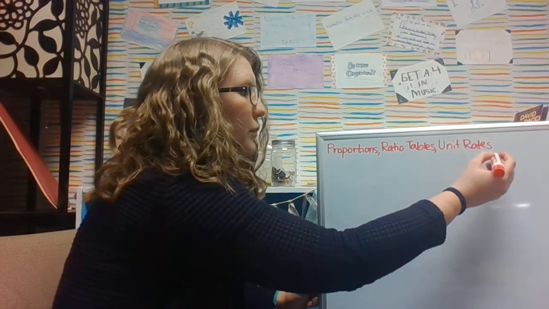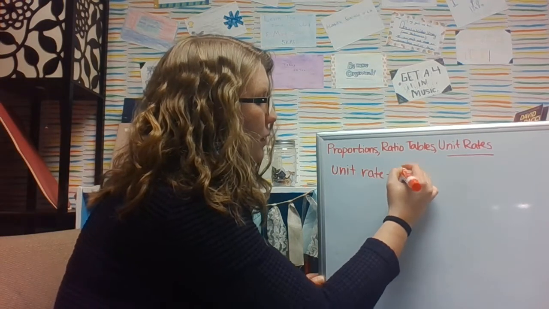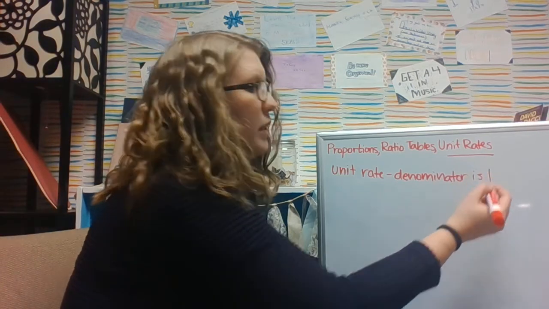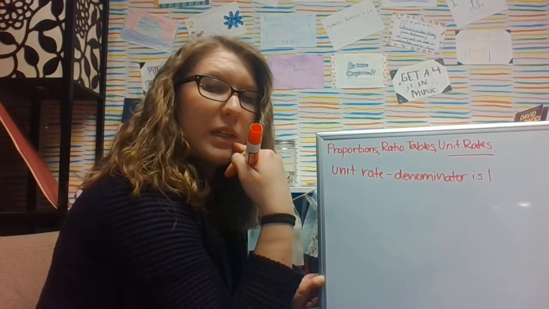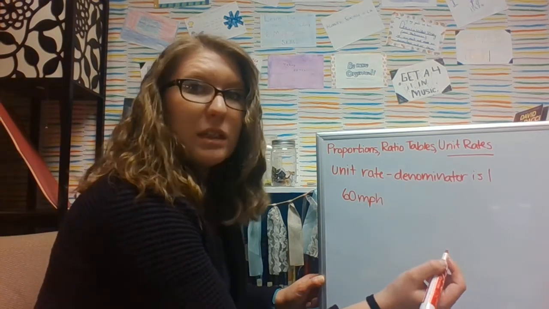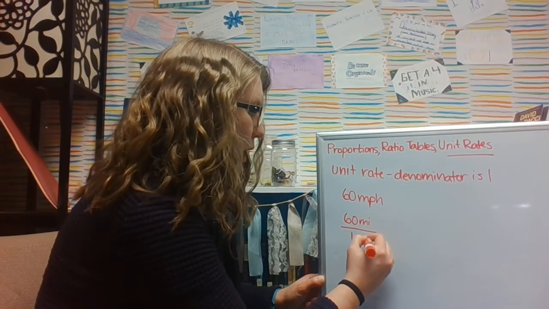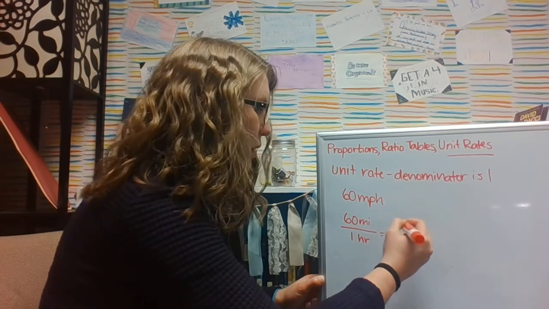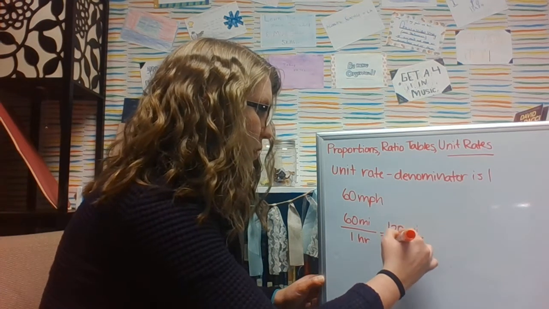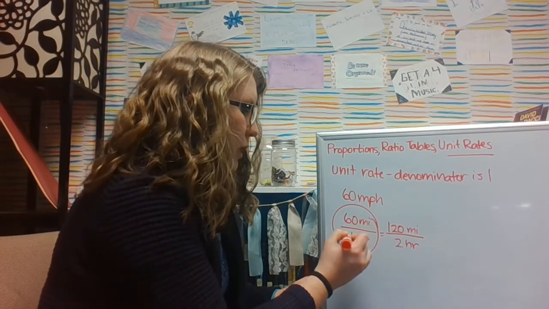So what's a unit rate now? A unit rate is where the denominator is 1. So I'm figuring this out per unit. So something like 60 miles per hour is a unit rate because it's 60 miles per 1 hour. That would be the same as I could make a proportion with that and say that I'm able to travel 120 miles in 2 hours. But this is the unit rate because of that 1.